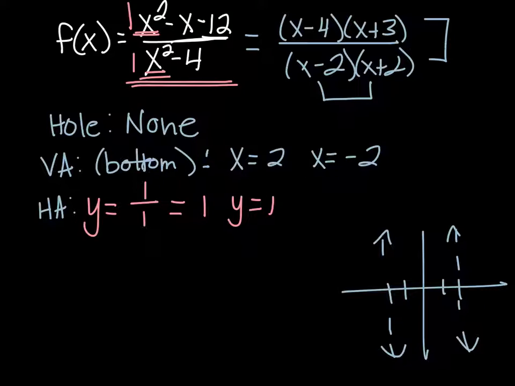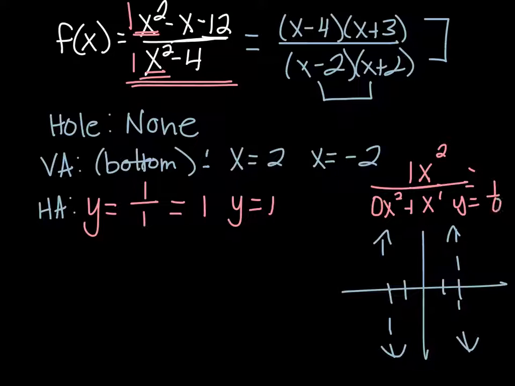Let me give you another example. If I had x squared over x, so that's x to the first, the degrees are not the same, so what I would do here is put a 0x squared, so now the degrees are the same. So in this case, it would be y equals 1 over 0, which is undefined and can't happen. So then we'd have a slant. So in this case, we would move on to a slant.